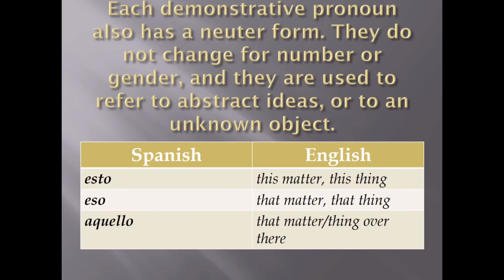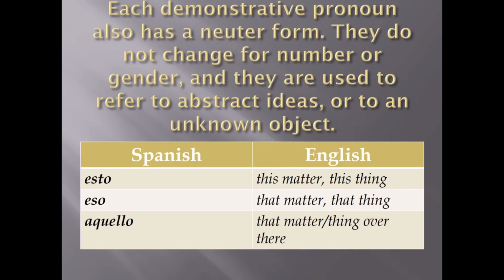We also have a neuter form for demonstrative pronouns. This means that they do not change whether it is masculine or feminine, singular or plural. We have esto, this matter or this thing, eso, that matter or that thing, aquello, that matter over there or that thing over there.